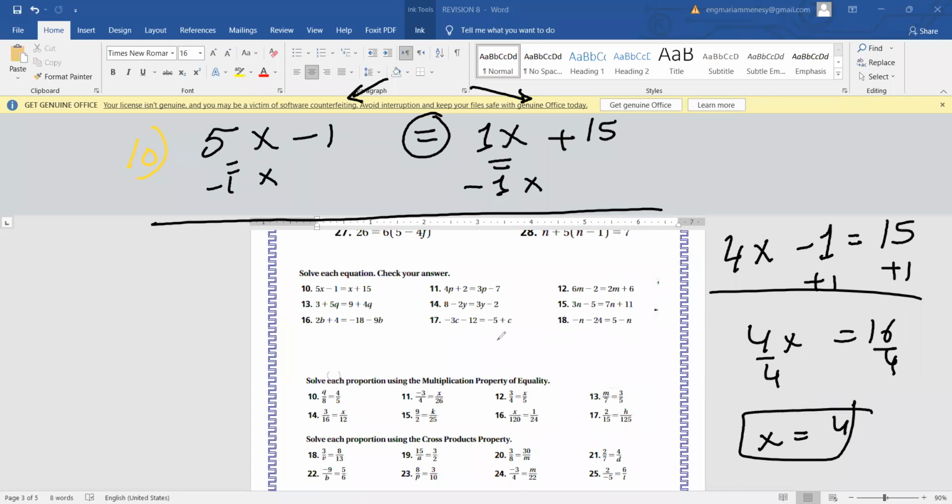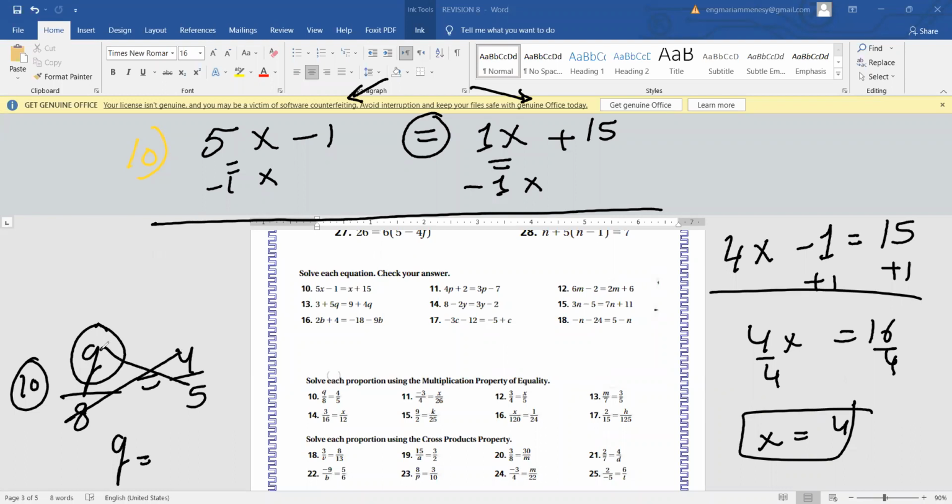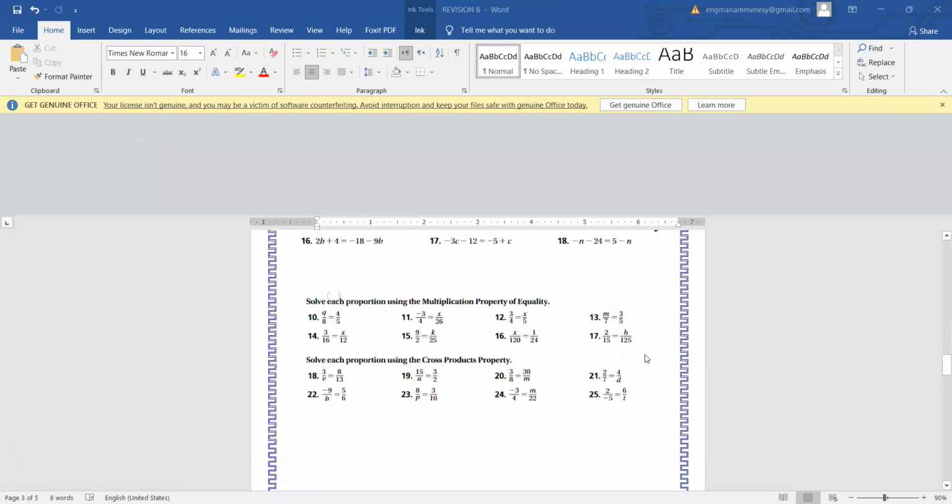Okay, and so on. Here, solve this equation. Can you solve q over 8 equals 4 over 5? Number 10 is a proportion. It's very, very easy. Q equals what? Cross multiply, my dear. Multiply two numbers together, 4 times 8. Then divide by the number with the variable. Okay, my dear, easy. This part is easy, yeah?